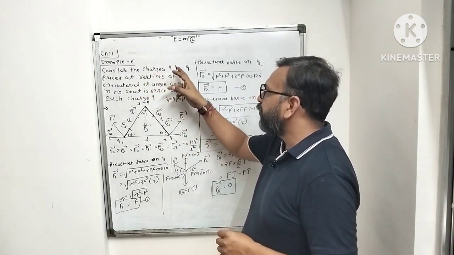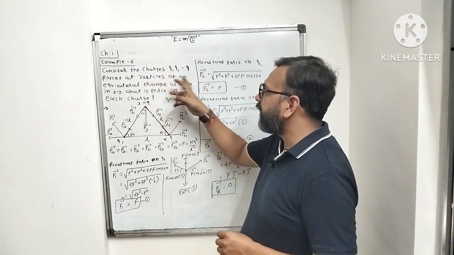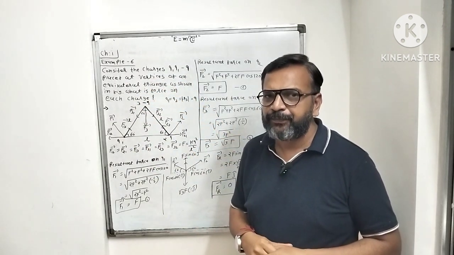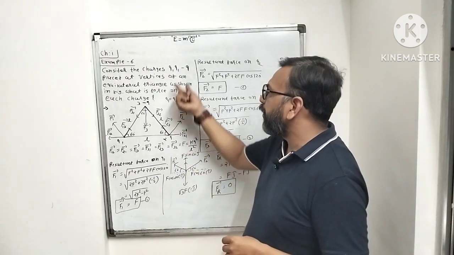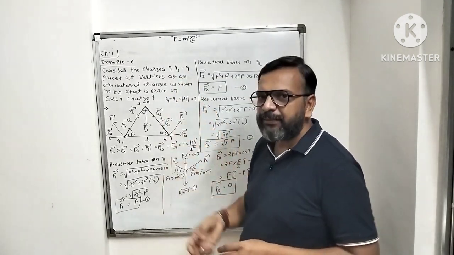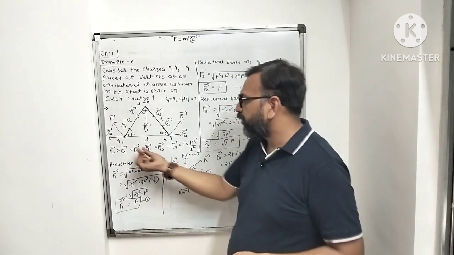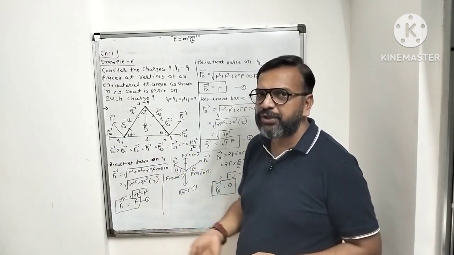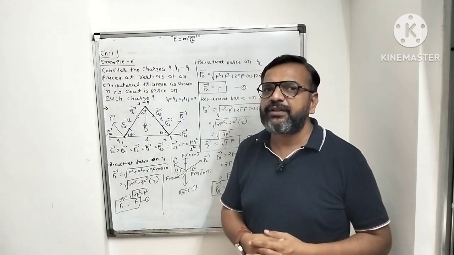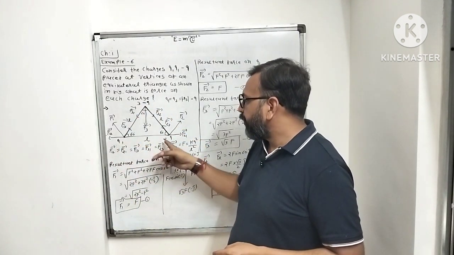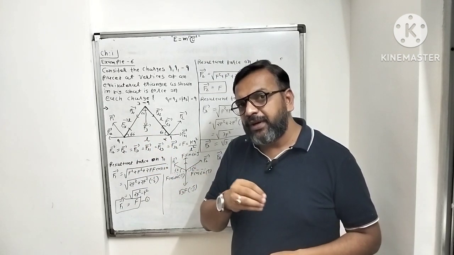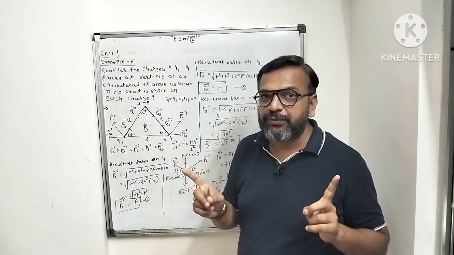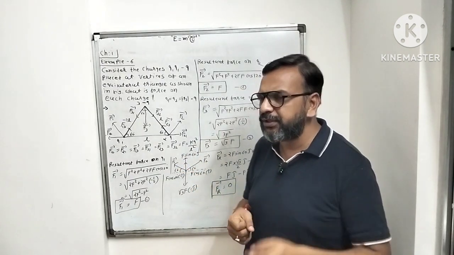Consider the charges Q, Q, minus Q placed at the vertices of an equilateral triangle as shown in the figure. Write the force on each charge. Here we take the magnitude of the third charge the same, so all the charges are the same, and we put them on the vertices: Q at position 1, Q at position 2, and minus Q at position 3. The charges at positions 1 and 2 are both positive, which is why the force between the two charges is repulsive.